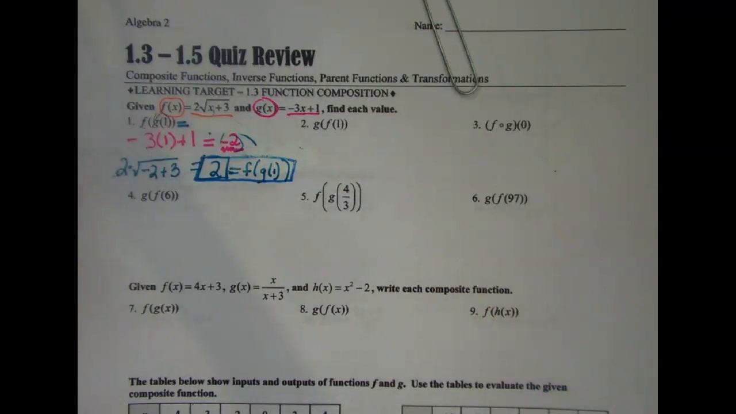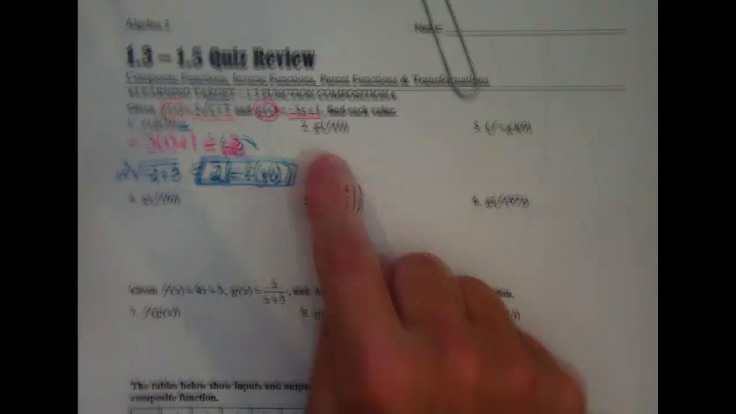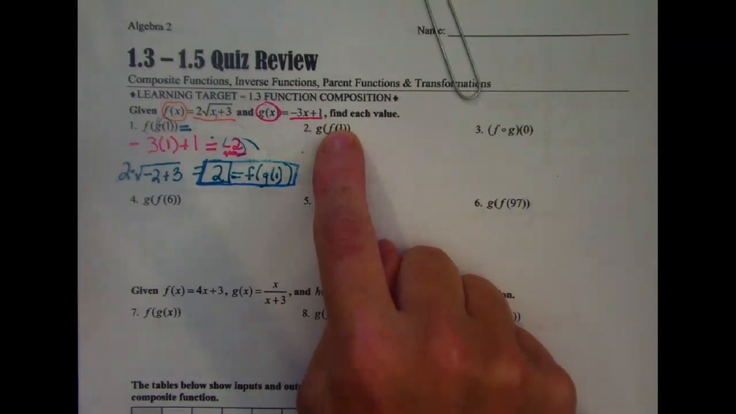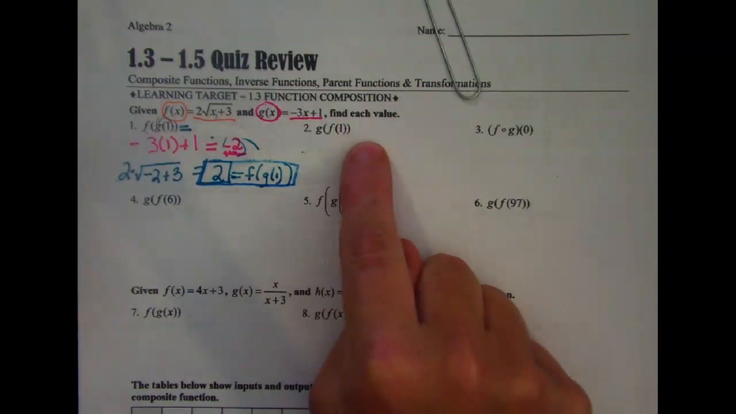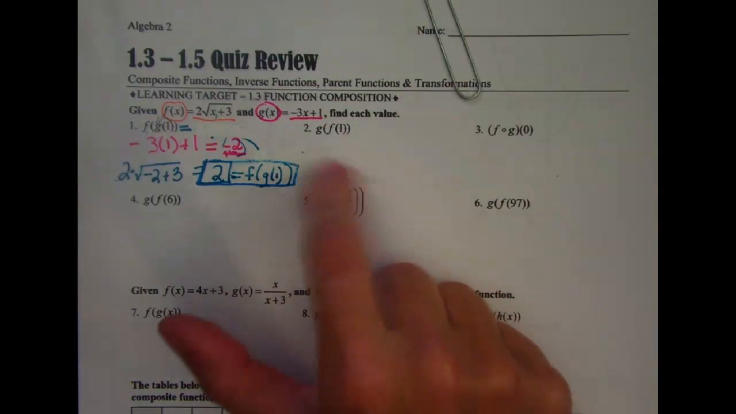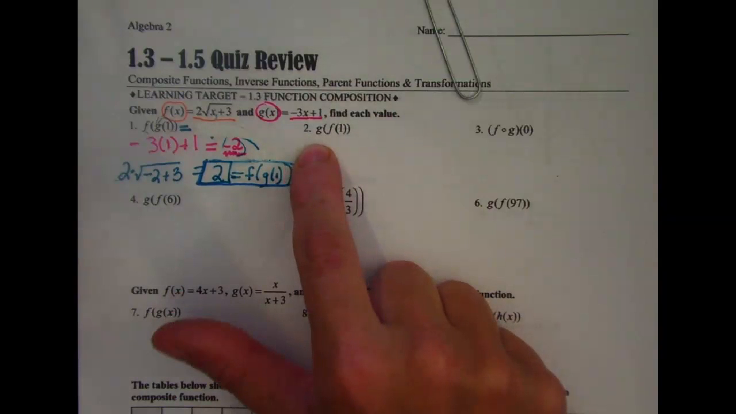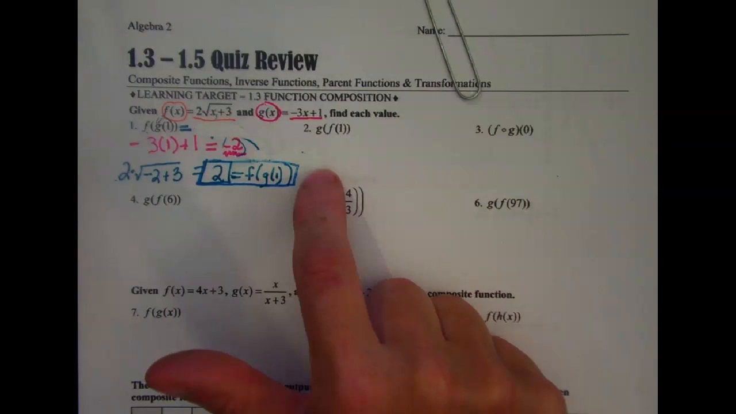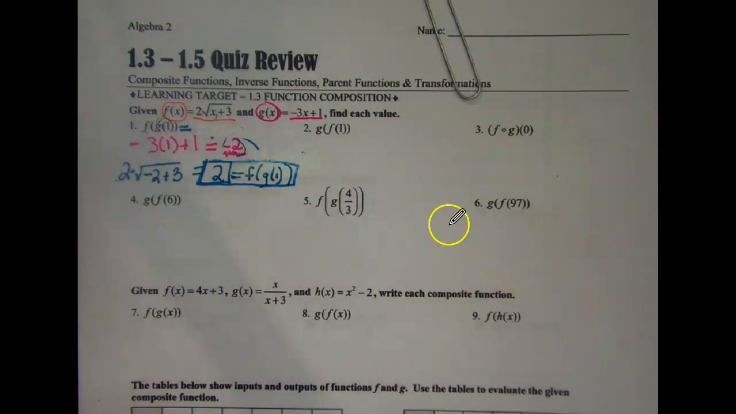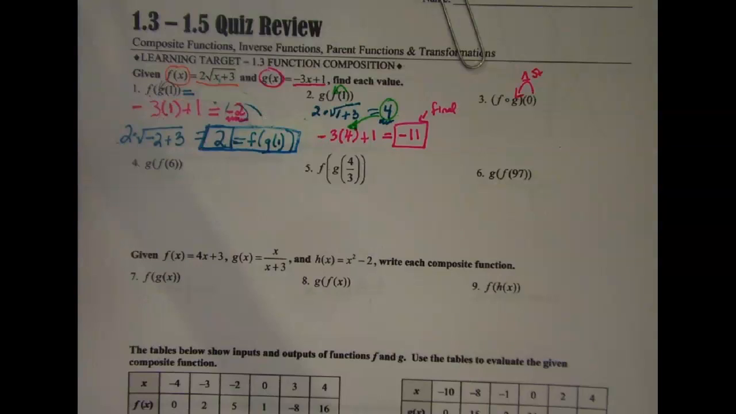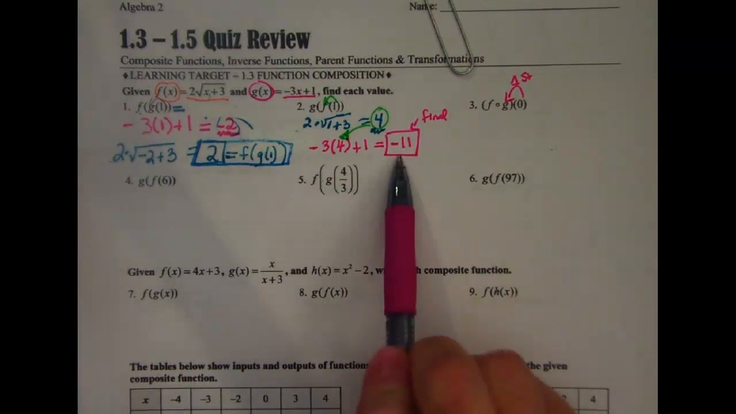All right, let's look at problem number 2. So this one is the opposite. It wants you to take the 1 and put it into f first, come up with a number. And then it wants you to take that number and put it into the g and come up with your final answer. So your final answer is negative 11.